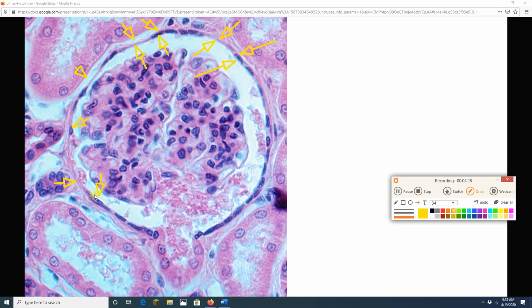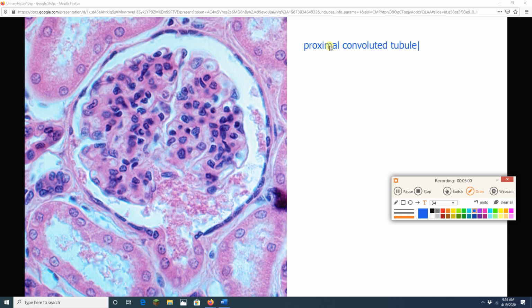Now, from the glomerular capsule, the first place the filtrate is going to need to go is into a twisty tube right next to the glomerular capsule. And that twisty tube right next to the glomerular capsule is called the proximal convoluted tubule.